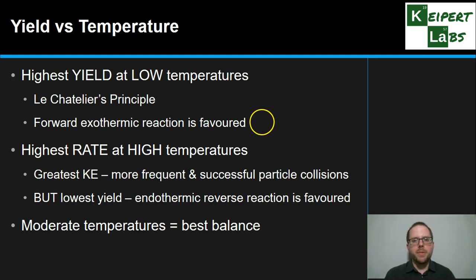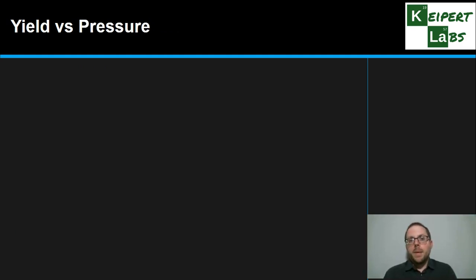So what we have to do is pick the best balance and say, right, well, let's pick a moderate temperature, so we get a better balance of rate and yield. But then what about thinking about pressure?